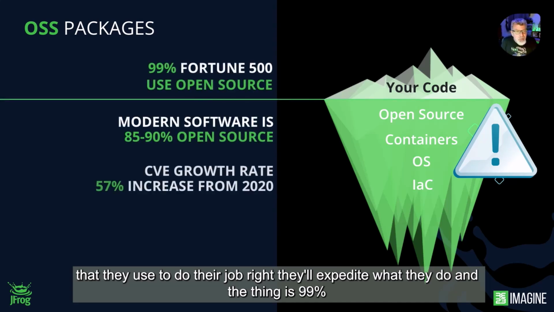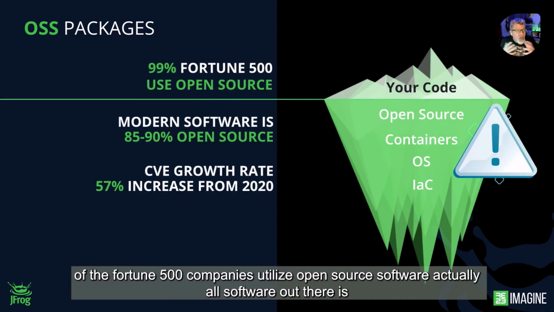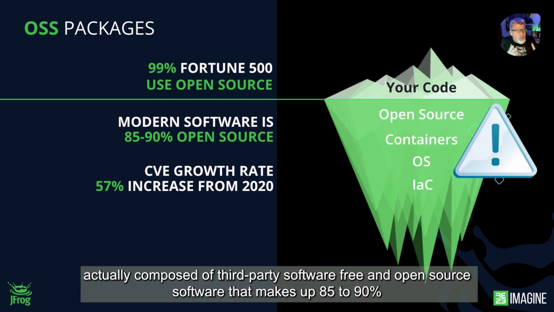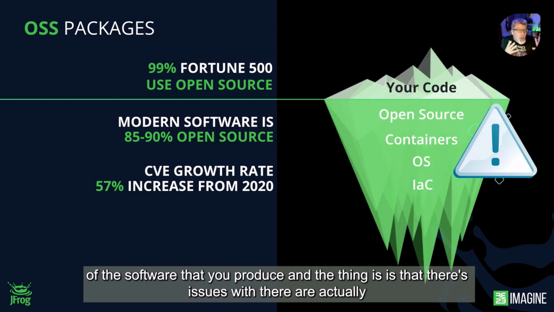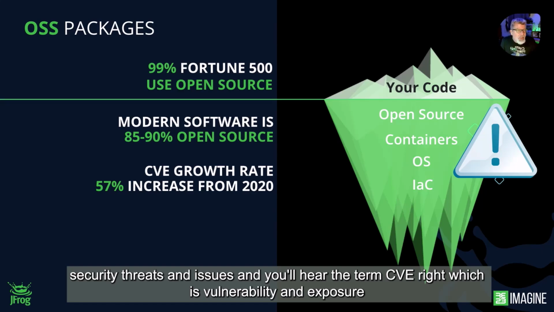And the thing is, 99% of the Fortune 500 companies utilize open source software. Actually, all software out there is composed of third-party software, free and open source software that makes up 85 to 90% of the software that you produce. And the thing is that there's issues with it. There are actually security threats and issues.